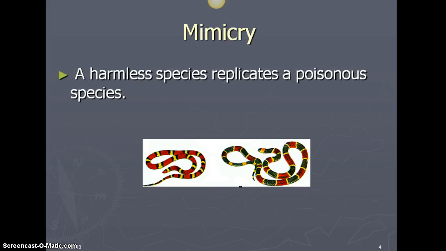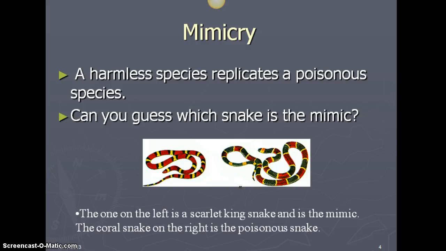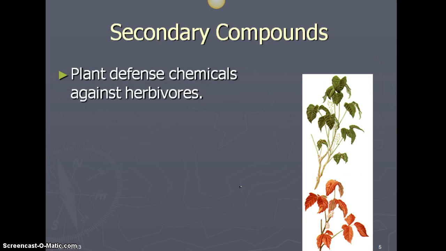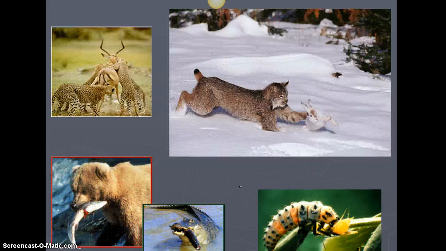You can see here an example of mimicry. I don't know if you remember, there's a little saying that goes with this. If you've done Boy Scouts or something like that, you might have remembered it. Can you guess which snake is the mimic? The one on the left is a scarlet king snake and is the mimic. The coral snake on the right is the poisonous snake. Secondary compounds, some examples, plant defense chemicals. And then physical abilities. Camouflage would be an example.